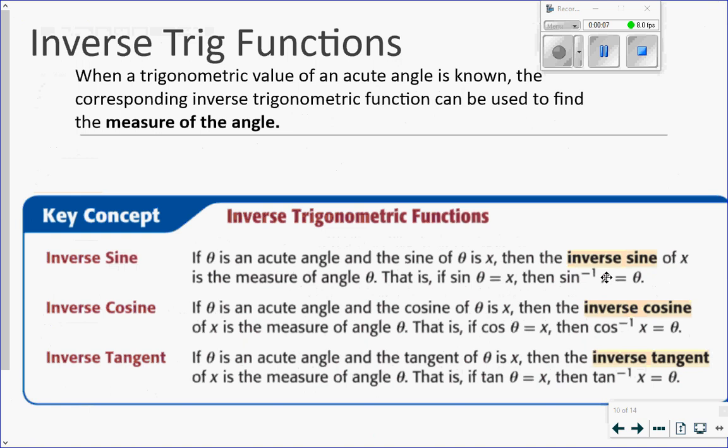Now, in the second video, I wanted to split these up so that we had the inverse trig functions separate. Now remember, the inverse trig functions are used when we want to find a missing angle, where we don't know theta. So we use inverse sine, inverse cosine, and inverse tangent. And we use those on the calculator. They're pretty straightforward.